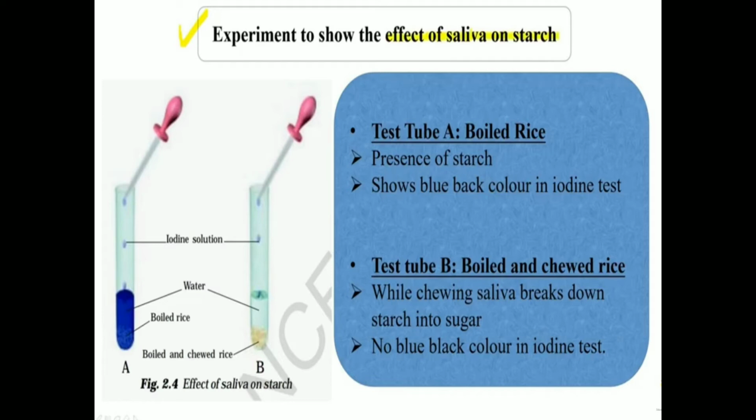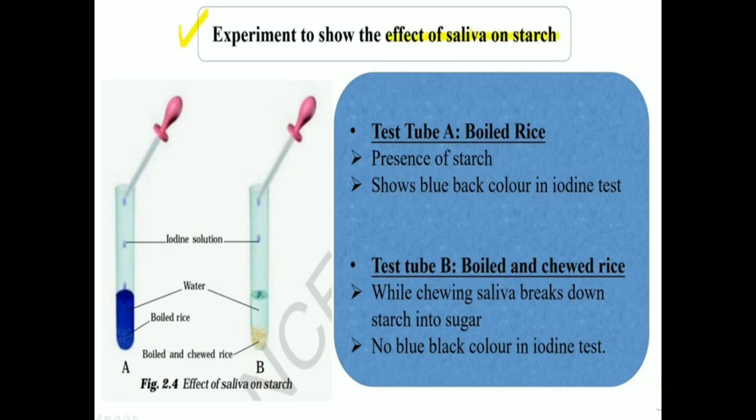We have studied in class 6th that iodine solution is used to test the presence of starch in food. Right. Okay, we will add 2-3 drops of iodine solution. You will find that the test tube with boiled rice shows a blue or black color in the iodine test. Why? Because there is starch, or carbohydrate, in the rice.